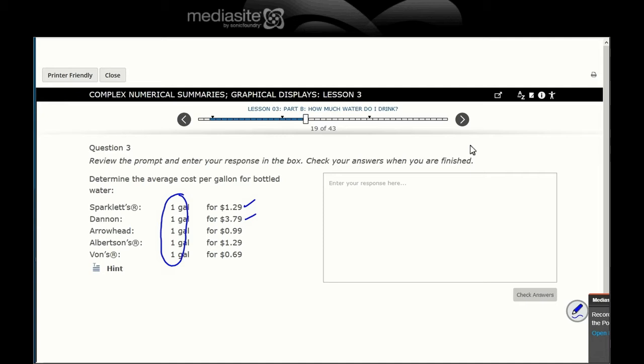Because they're all per gallon, let's add this column up. So do that real quick for me. Take a few seconds and add them up. Hopefully you all get 8.05. And the average, we can basically sum all the x's up and divide by how many.